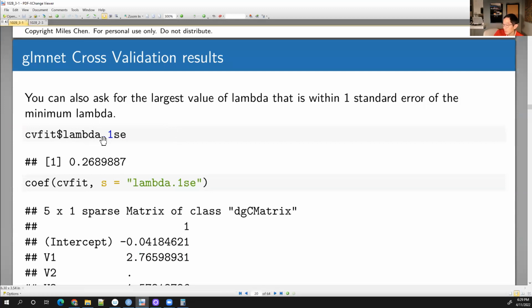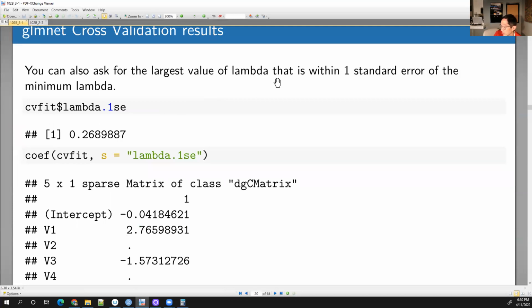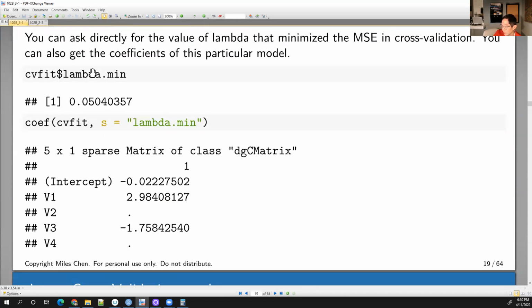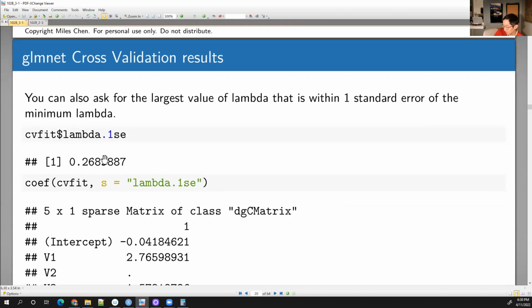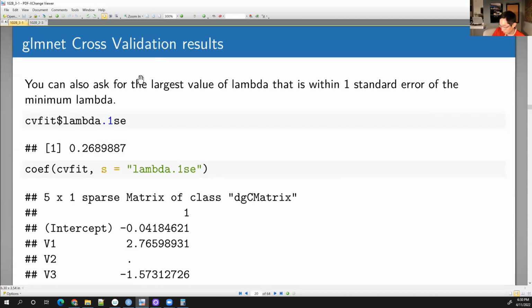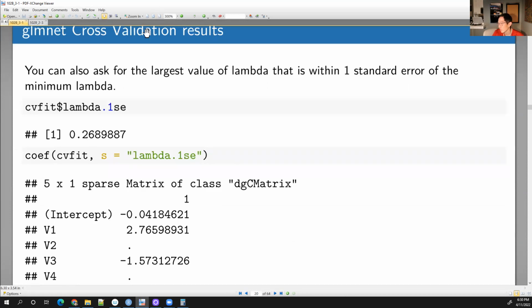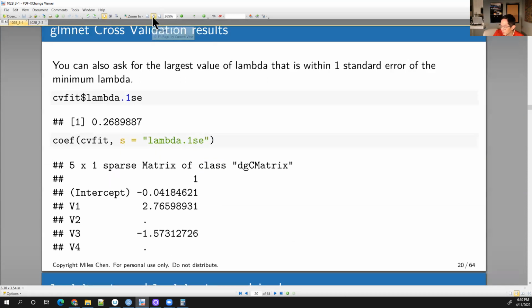So that's lambda.1se, okay? You can ask for the largest value of lambda that is still within one standard error. That's kind of the error term of the minimum lambda. The minimum lambda that resulted in the minimum cross-validation error was 0.05. The lambda that still produced an amount of error within one standard error of the minimum is 0.268. So this might be kind of the autopilot recommendation.